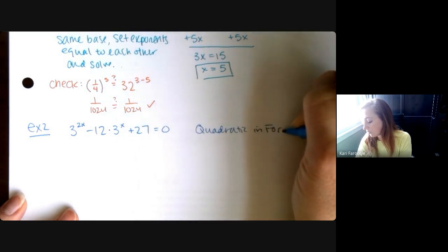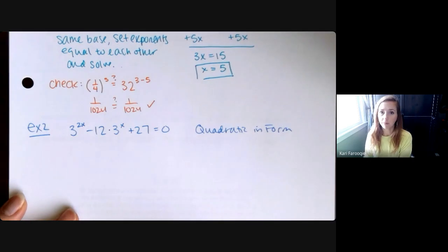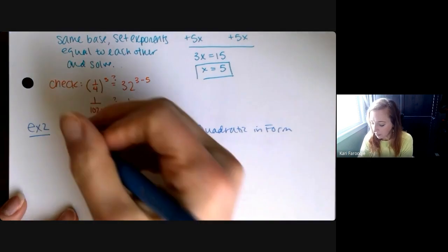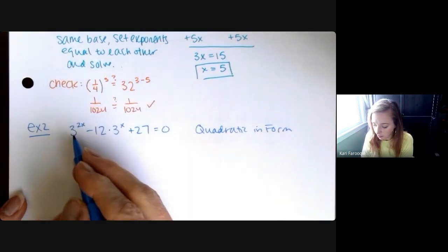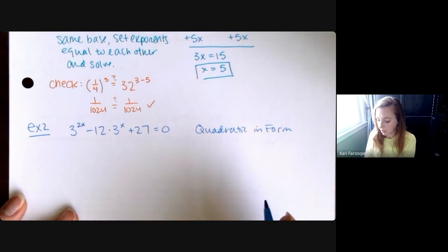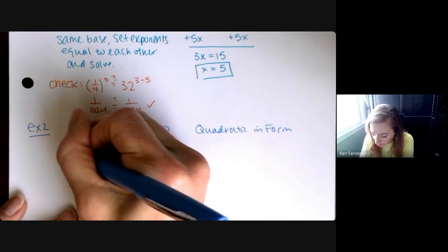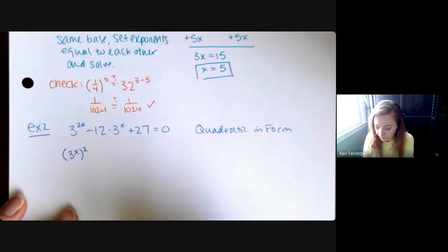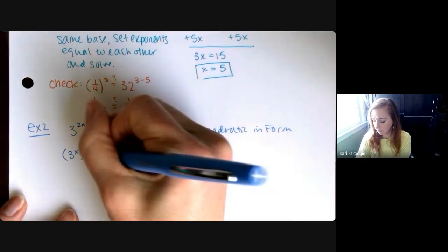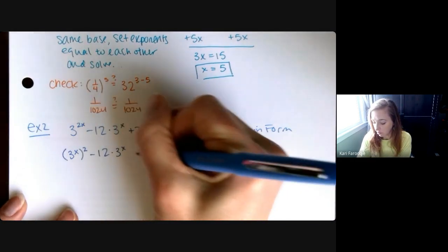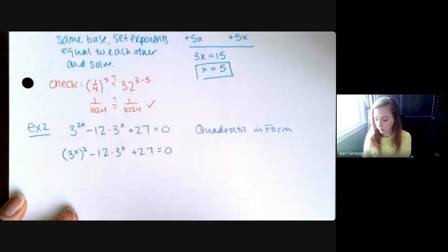If that sounds familiar, you should have spent at least one section dealing with equations that were quadratic in form. So looking for a quantity squared plus a linear variation of that variable plus a constant. Notice that 3 to the 2x, I can write as a square, because by taking a power to a power, I multiply the powers. I can say that this is 3 to the x squared minus 12 times 3 to the x plus 27 equals 0.